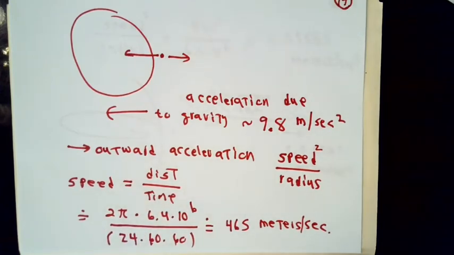The Earth goes around one complete revolution in 24 hours. So 2 pi times the radius is how far a point on the Earth travels during one revolution. One day has 24 hours in it, each one of which has 60 minutes, each one of which has 60 seconds. A point on the equator of the Earth is moving about 465 meters per second relative to the center of the Earth.